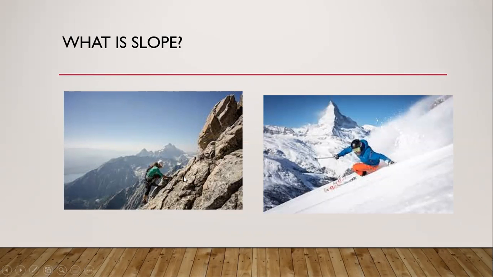Think about someone climbing a mountain. Some mountain edges are very steep. Some mountain edges are more like this. So if you look at this mountain edge, it's kind of like that. If you draw a line there, this is also a slope. And notice some are more steep than others. For example, this mountain slope is not quite as steep as that one.